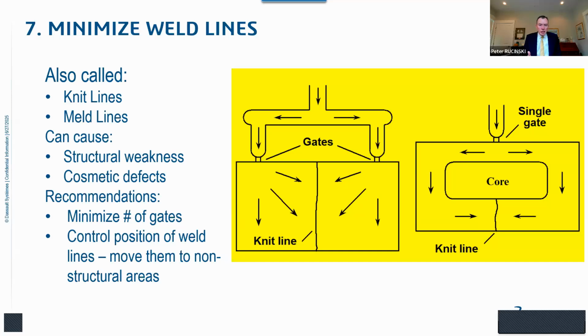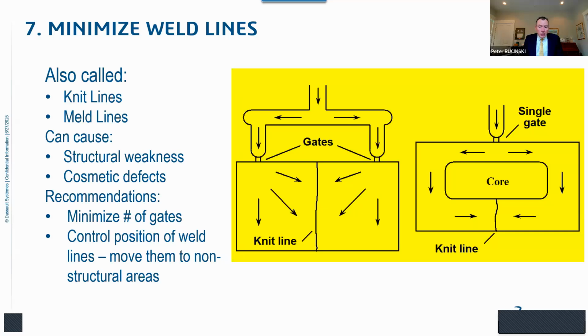So that's another consideration. The simple recommendation there: minimize the number of gates. In most plastic parts, you always try to start off with one gate if you can. If you can fill your part with one gate, you fill the part with one gate. Only if you absolutely have to use two gates, you use two gates. You can see on the left-hand side of this graphic that the minute you introduce a second gate, you introduce a weld line or a knit line. So that's just something to keep in mind.